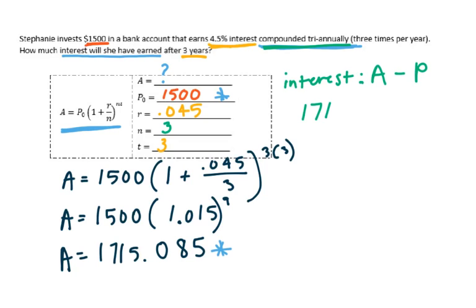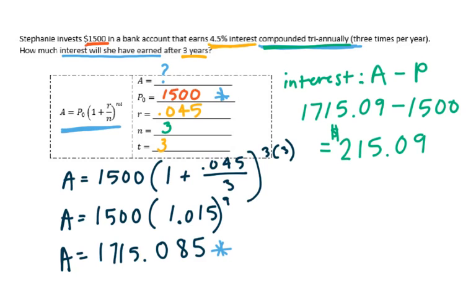So we take 1,715.09 and we subtract 1,500, and we calculate that Stephanie has earned $215.09 in interest. So this is our final answer for this problem.